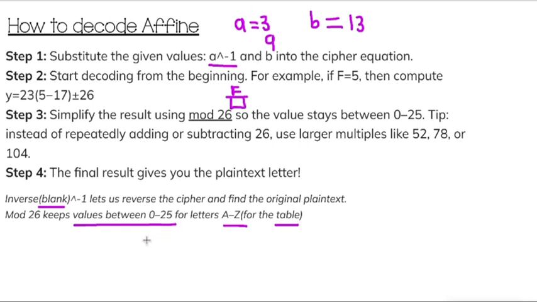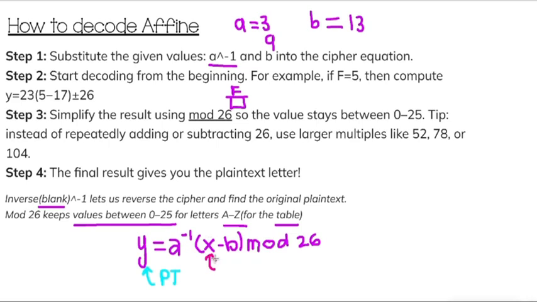So the formula for affine is y equals a to the power of -1, or the inverse of a, times x minus b, then mod 26. Okay, so y over here will correspond to the plain text, and x over here will correspond to the ciphertext. So basically, when we do this whole entire equation, we will get the plaintext, and the plaintext will always be the answer of the ciphertext.